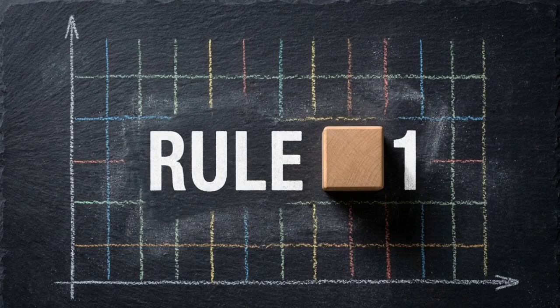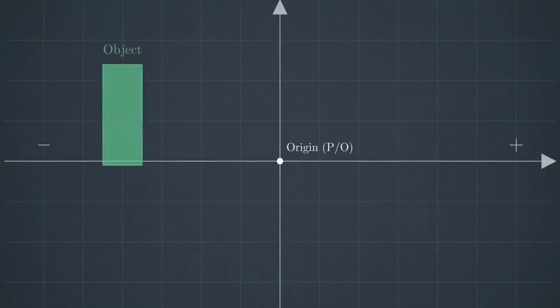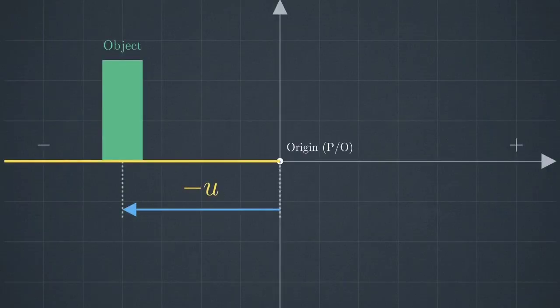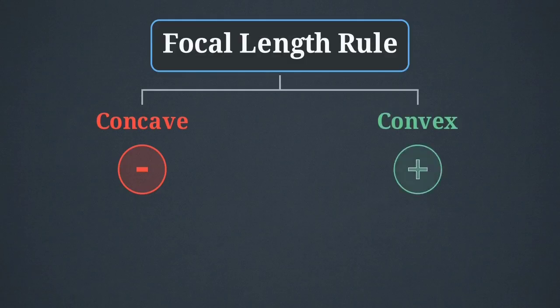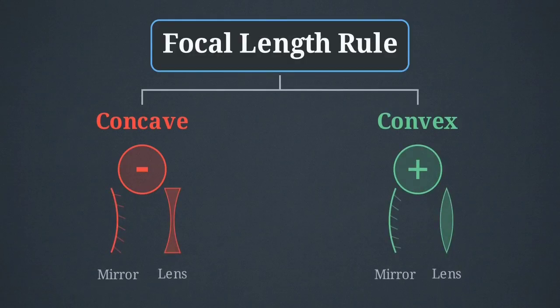We can bypass a lot of memorization with a few universal rules. First is the object rule. Because we standardize by placing objects on the left, U is universally negative in every scenario. Second is the focal length rule, dictated by the prefix. Concave always means a negative focal length. Convex always means a positive focal length. This holds true whether you are looking at a mirror or a lens.